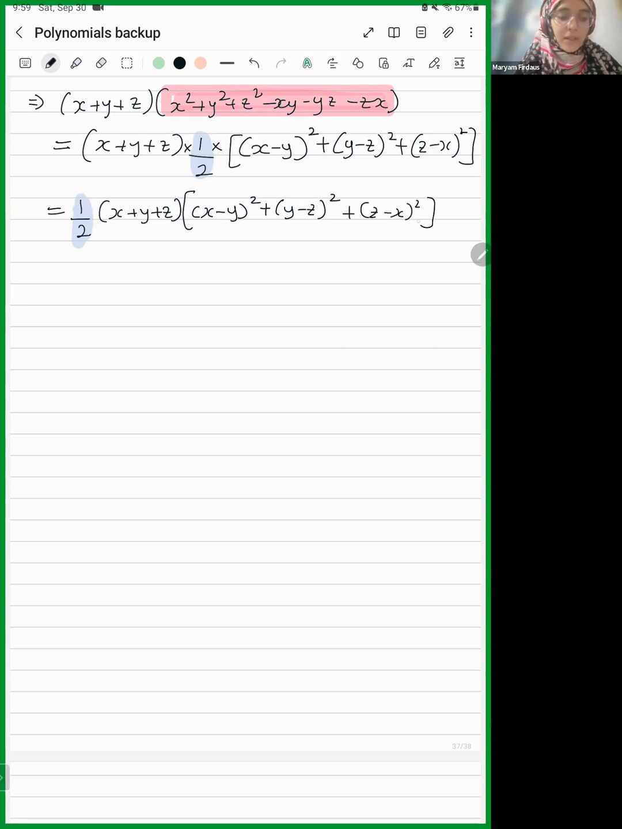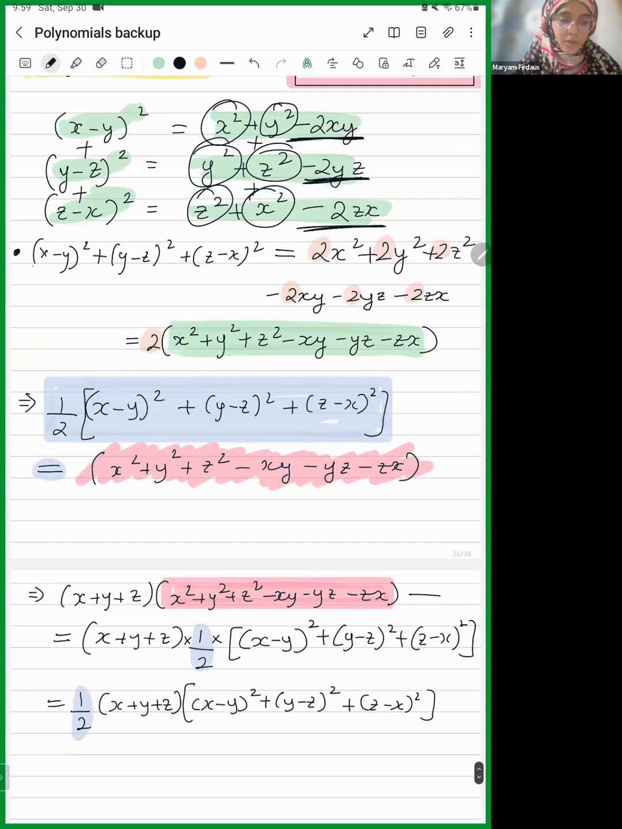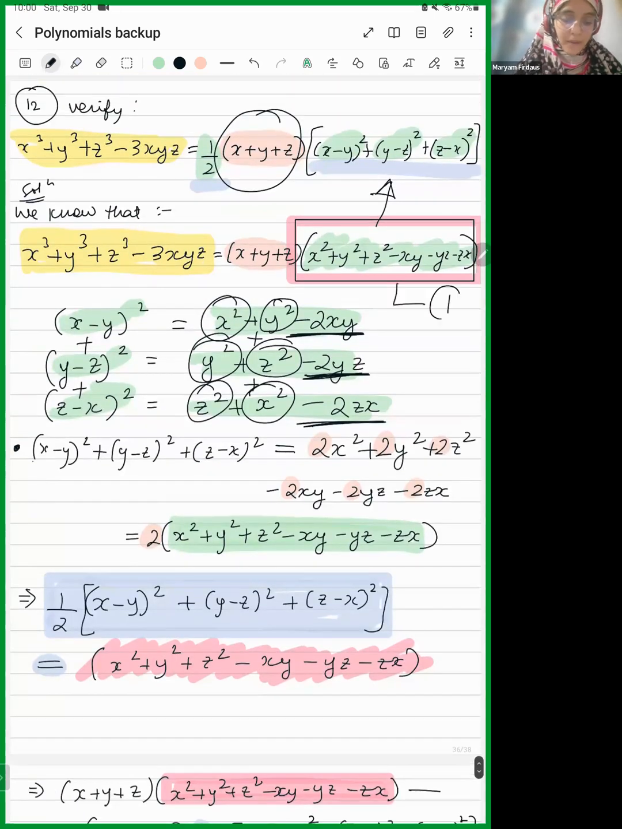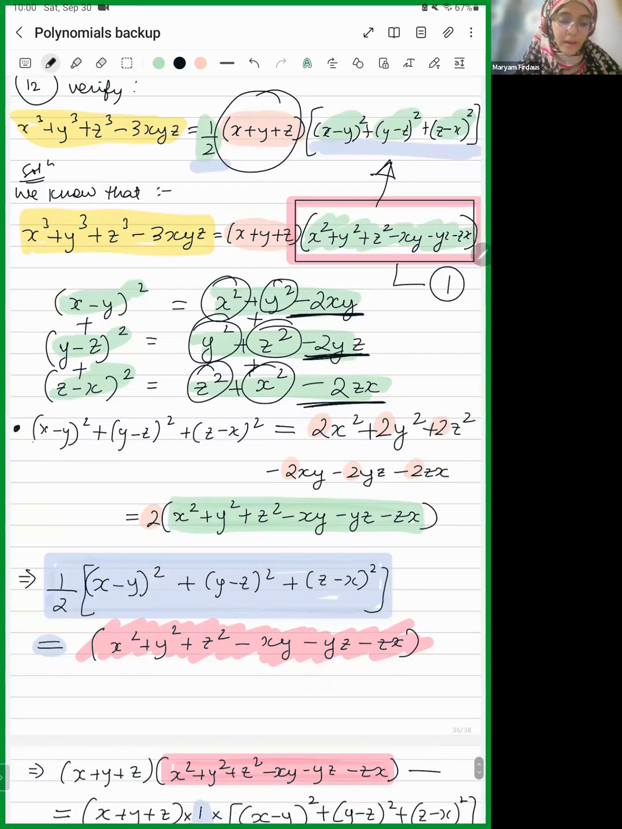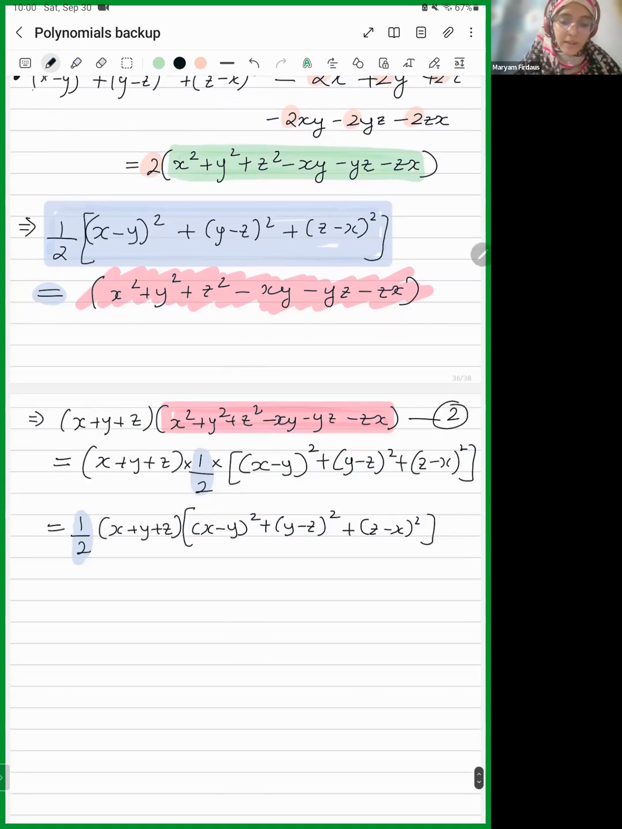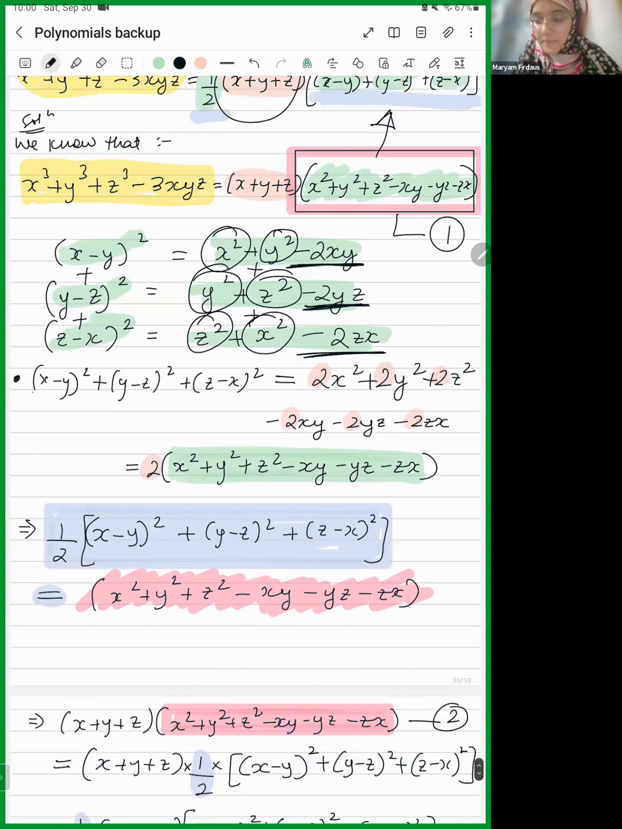Now you see this thing, x plus y plus z. Let me just give these things names. So this is your equation 1, and this is your equation 2. Can you see that this 2 is basically the RHS of equation number 1?